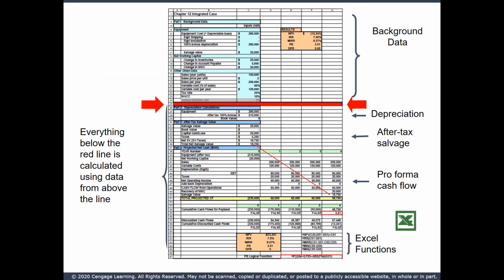This shows the whole worksheet with the various sections highlighted. All background data at the top. Note the red line. Everything below the red line, except the depreciation percentages, should be picked up from or calculated from something above the red line. Next comes depreciation, after-tax salvage value, pro forma cash flow, and finally the Excel functions. The Excel example is posted with this lesson for a closer review.